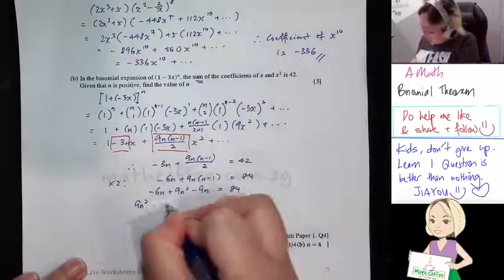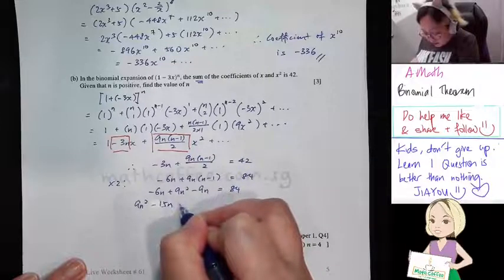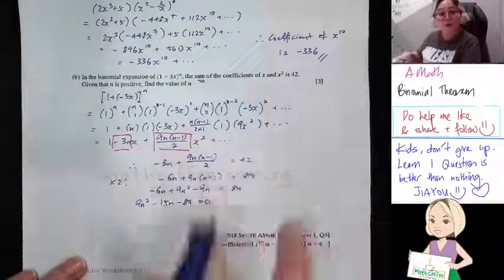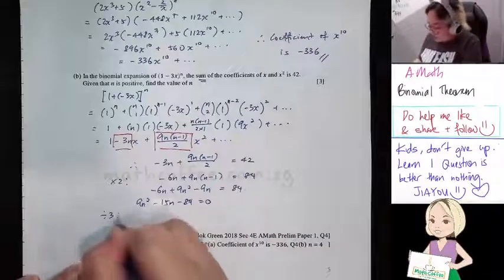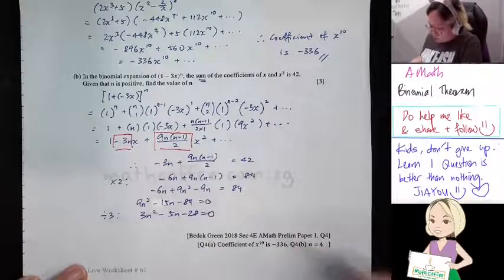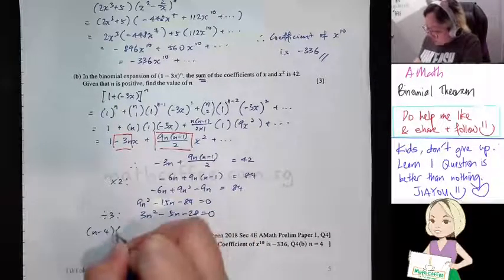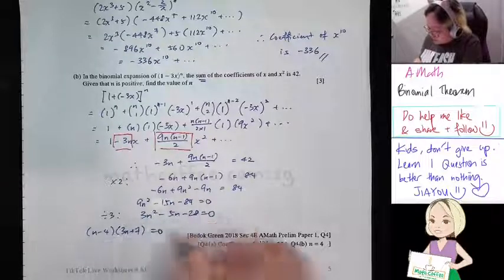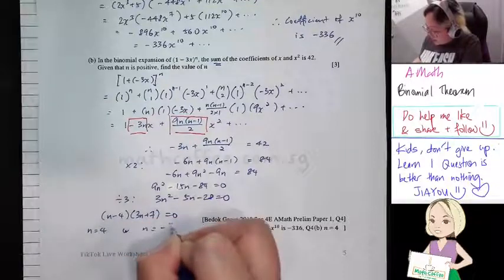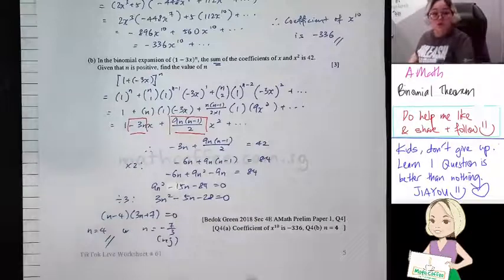So this is minus 15n. This one bring over, minus 84 equals 0. I'm going to reduce it so we can divide by 3. So I have 3n squared minus 5n minus 28 equals 0. So let's factorize this. I will have (n minus 4)(3n plus 7) equals 0. So n equals 4, or n equals minus 7 over 3. Of course, this one you can reject. So therefore, n equals 4. Solved.